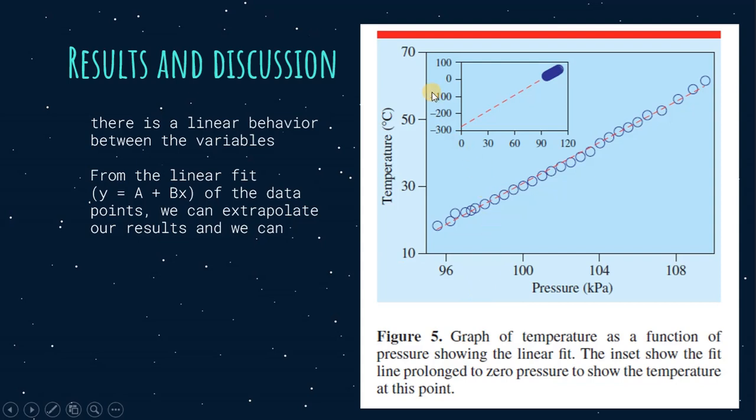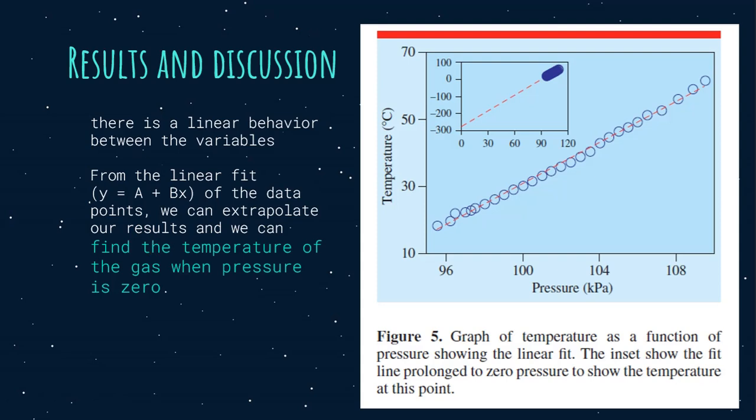They only got around 68 degrees Celsius. From the linear fit of these data points, we can extrapolate our results and find the temperature of the gas when the pressure is 0. Because there's a pattern, we can anticipate what the temperature is when the pressure is 0. The graph of temperature as a function of pressure shows the linear fit. The inset shows the fit line prolonged to 0 pressure to show the temperature at this point.